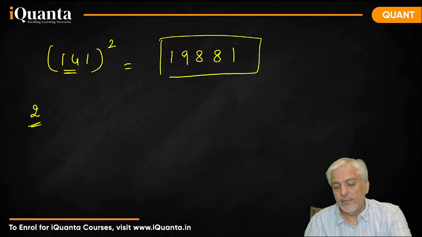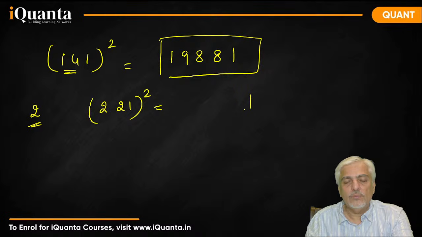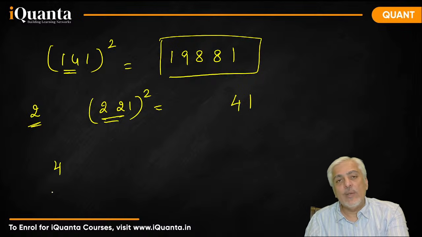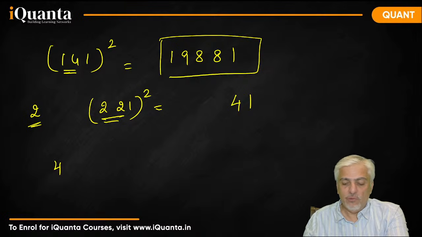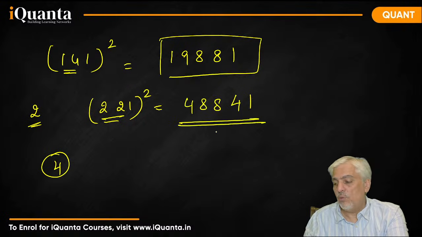Last, just like that, random: 221 ka square. 1 as it is, double of 22, 44, so 4 carry over. 22 square I know orally, maybe you all don't know, but if you all don't know then no point. 22 square 484, 484 plus 4, 488, 48841.